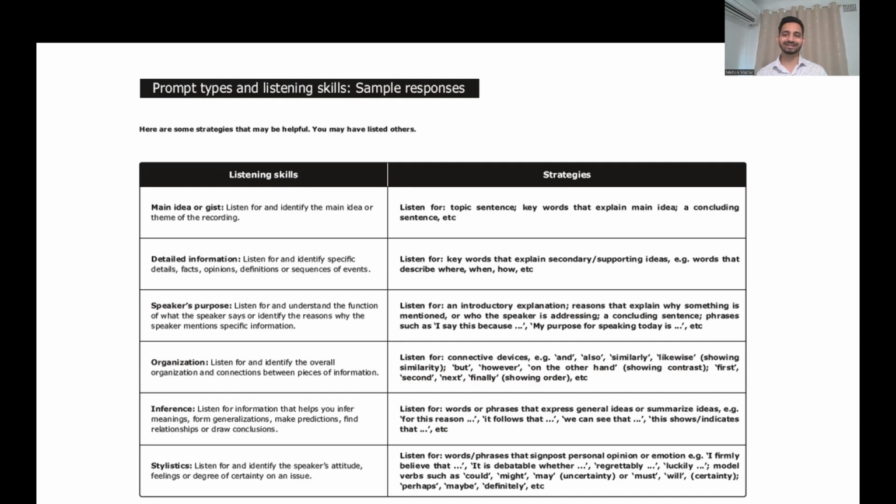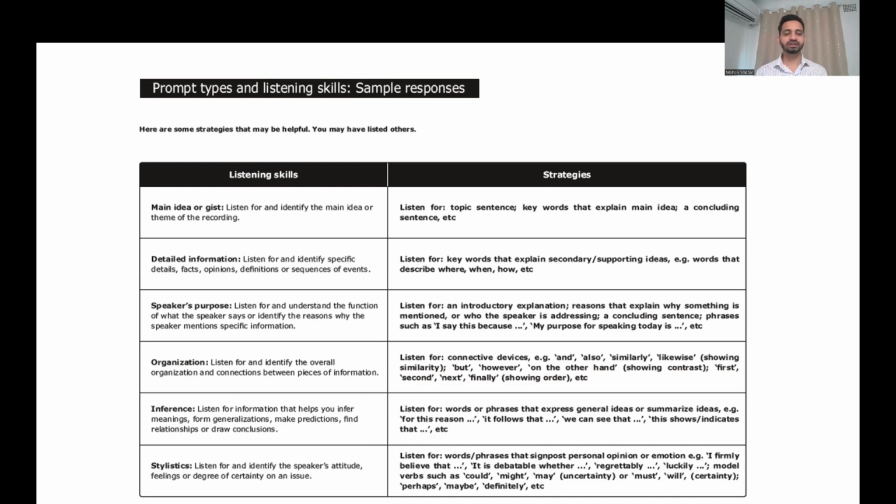A concluding sentence also helps you, because it summarizes the topic. So you have to look for those things. If it's asking for detailed information, you have to listen for keywords that explain secondary supporting ideas. For example, words that describe where, when, and how, etc. Depending on the prompt, whatever detail it asks for, you should be looking for those.